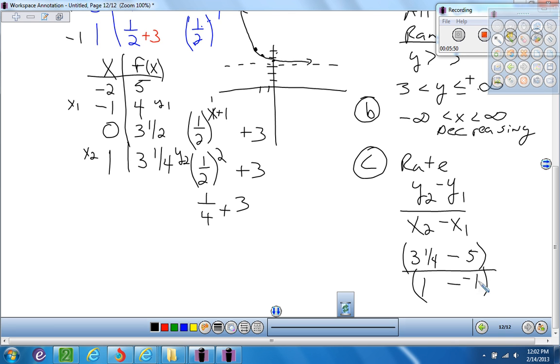Okay, so we're going to end up with 3 1/4. Now you may want to change that to a decimal, but if we do 3/4 minus 5, we end up with negative 1.75. Now again, I just changed this to a decimal, so it's 3.25 minus 5, and you get negative 1.75 over 2. So we divide that by 2, and we end up with negative 0.875.